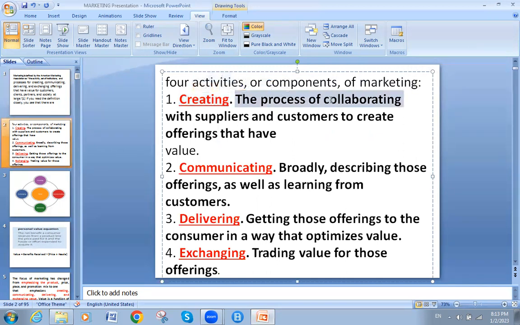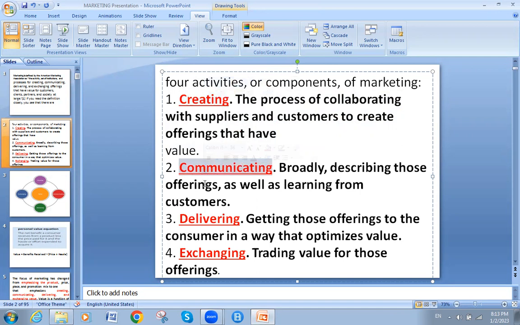Creating means the process of collaborating with suppliers and customers to create offerings that have value. The word offering means one of two things: goods or services. The second thing is communicating. So the first activity for marketing is creating.